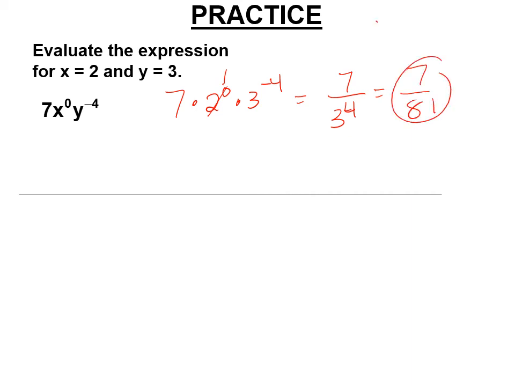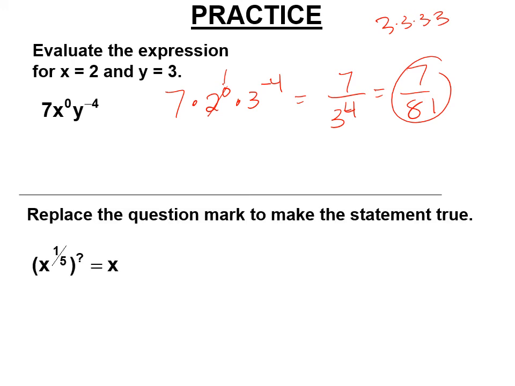All right, so it says evaluate that. So 7 times 2 to the 0 times 3 to the negative 4th. Well, that's 1, so that's 7, and the 3 to the negative 4th goes down here and becomes 3 to the 4th. 3 to the 4th is 81, right? 3 times 3 is 9, times 3 is 27, times 3 is 81, 7/81.